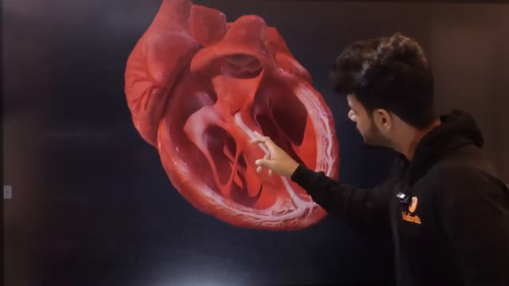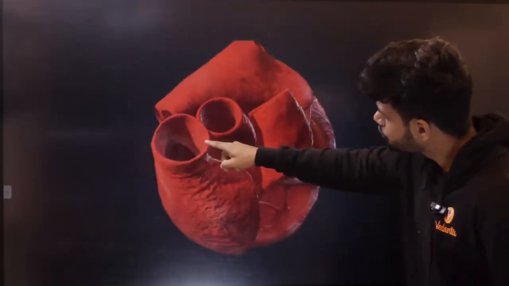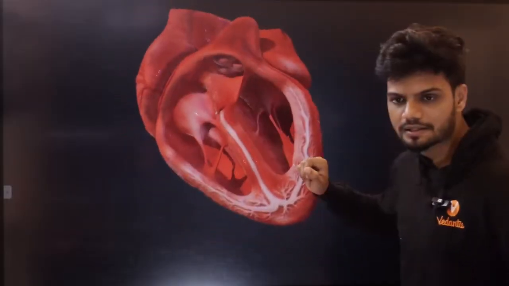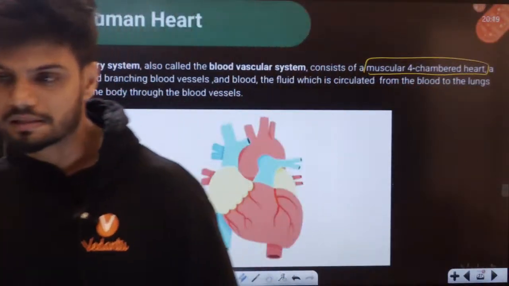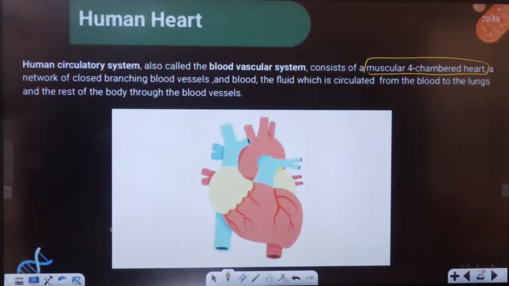Now students, in this particular animation, you only see a few blood vessels. But do you know how many blood vessels there are here? Let me show you the different types of blood vessels. You will be shocked how many are actually there. See here.